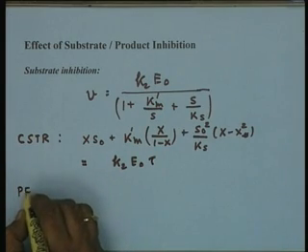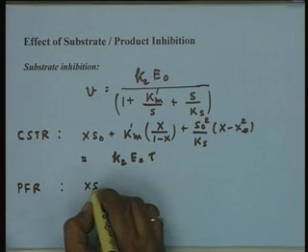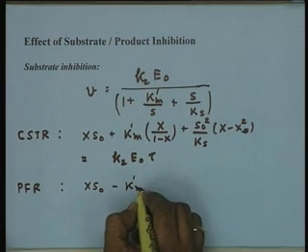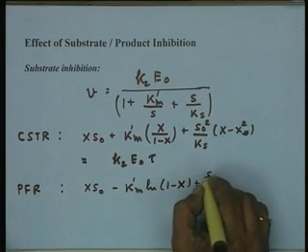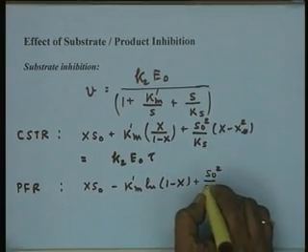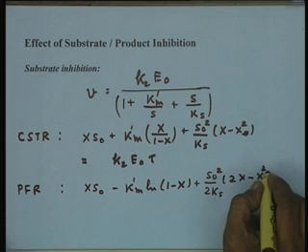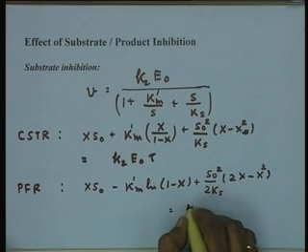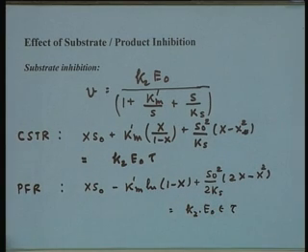In the case of PFR, the same reaction rate expression will result in S naught x minus K dash m ln 1 minus x plus S naught square upon 2 Ks into 2x minus x square equal to K2 E naught epsilon into tau. So now the reaction performance equation gets modified, and as you will notice, in the case of substrate inhibition, the performance of CSTR will be far superior.